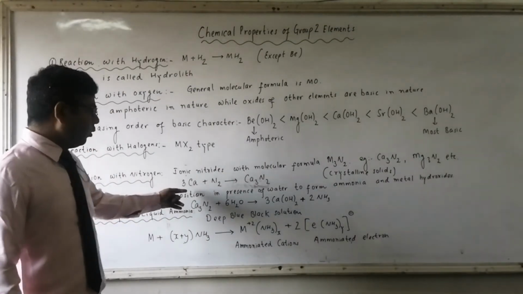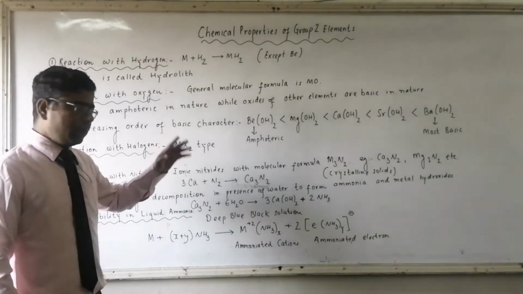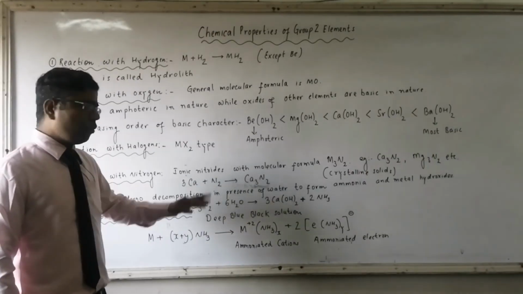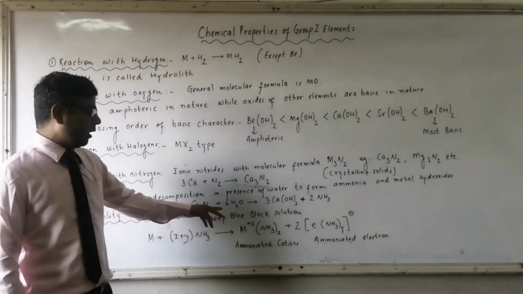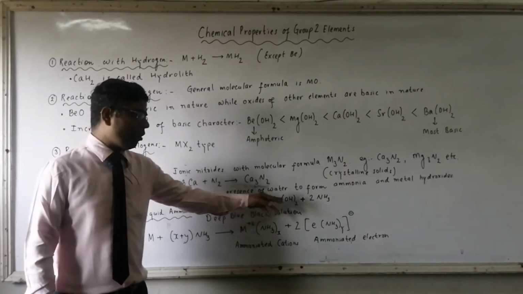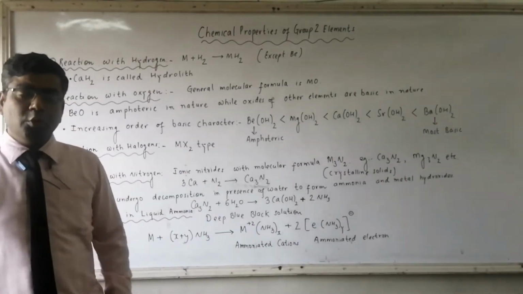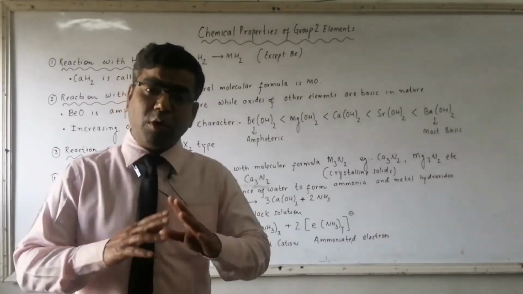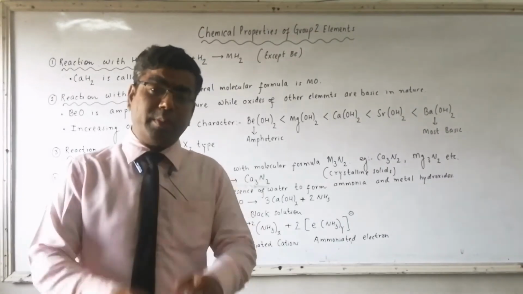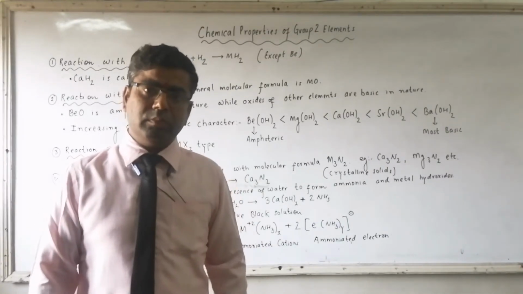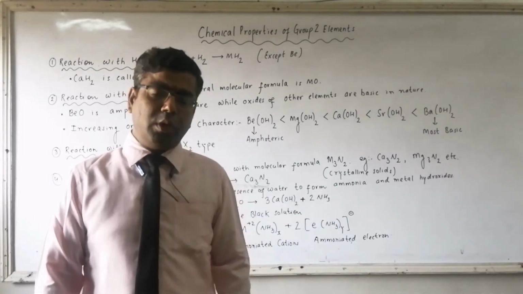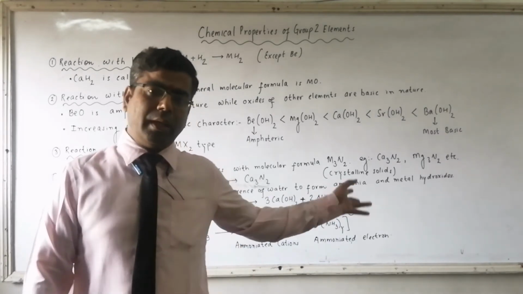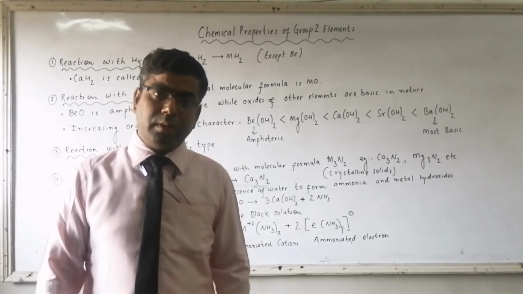So Ca3N2 is formed when calcium is made to react with N2. Calcium nitride, when made to react with water, produces calcium hydroxide and ammonia. Two basic compounds at the same time. Calcium hydroxide is a basic compound. Ammonia is also a basic compound. That we will come to know in the chapter chemical equilibrium, why ammonia is basic in nature.